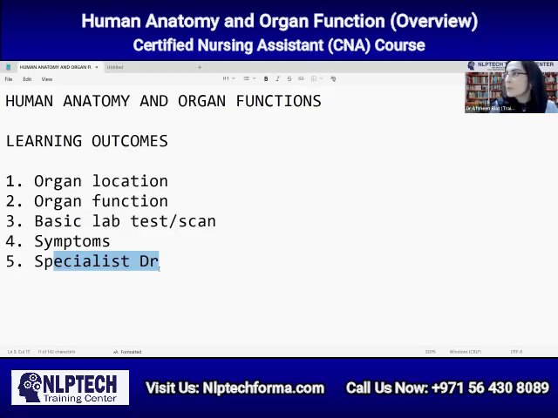So I will draw digestive system, you draw with me. I will draw respiratory system, you draw with me. Then I will draw renal system, you draw with me. Because I think in your exam, you may get a question, draw human anatomy. All right. So before we start this class, I will just take an example.